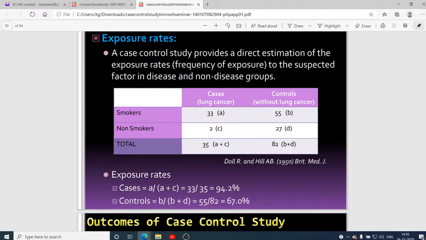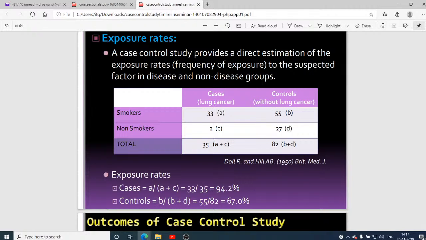The exposure rate in cases will be calculated as A divided by A plus B. That means the people who got exposed, those who were smokers and developed the disease, divided by the total number of people in cases. That will give the percentage of cases.